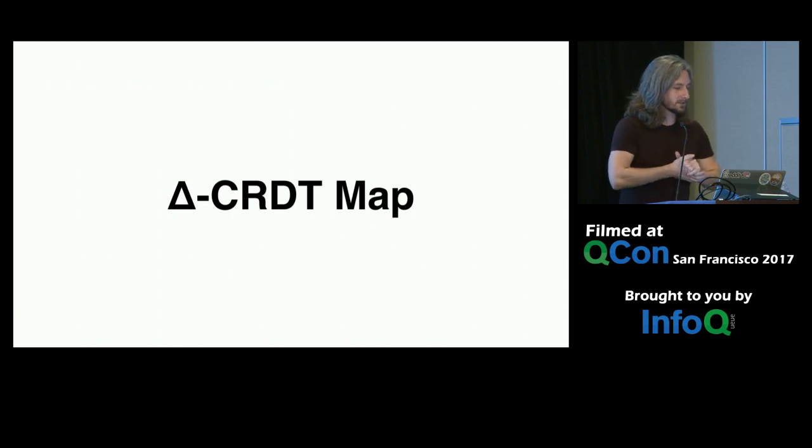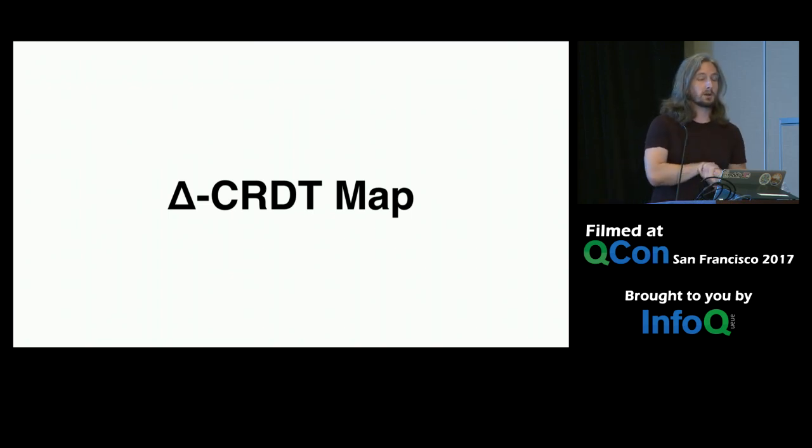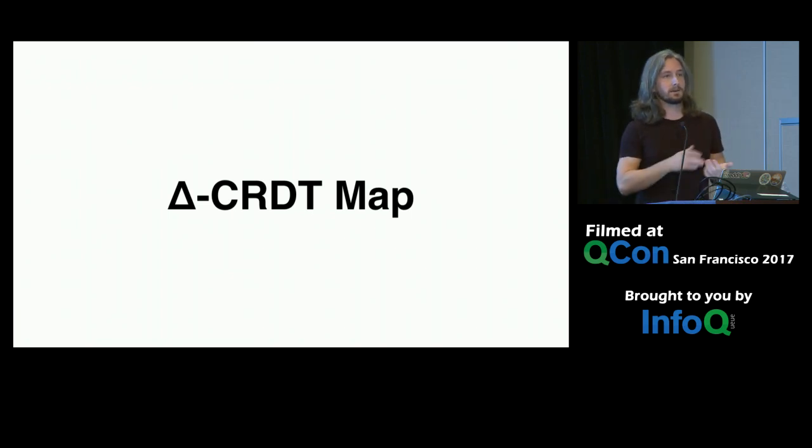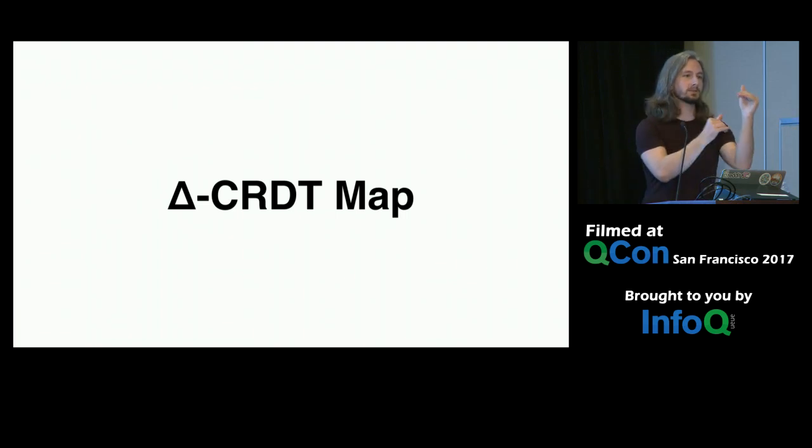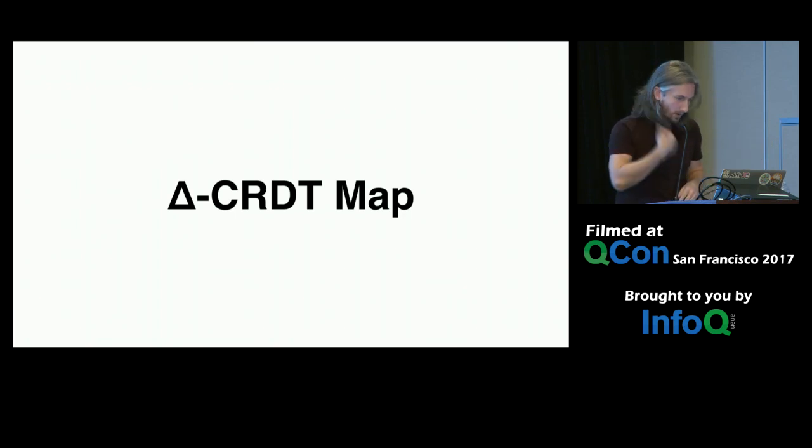This is called a delta. This is actually not just a regular CRDT map. What we're talking about in this case is a delta CRDT map, because it's not exchanging the entire state each time, it's actually exchanging deltas, which are themselves a lattice.